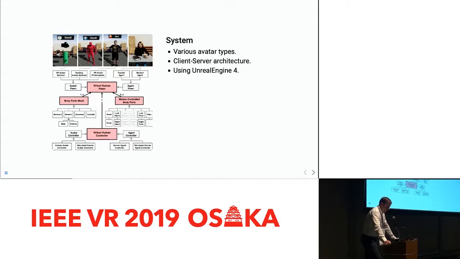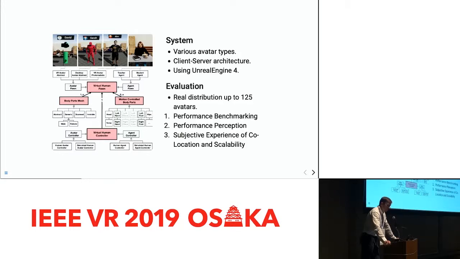So the system that we have supports various avatar types. It's a client-server architecture, and we decided to go for the Unreal Engine. First of all, we have quite some knowledge on the Unreal Engine. Unity is not the best package if it comes to the networking part of things, so Unreal is much better in that case. And we wanted to have a real distribution scenario. So this is not artificial.